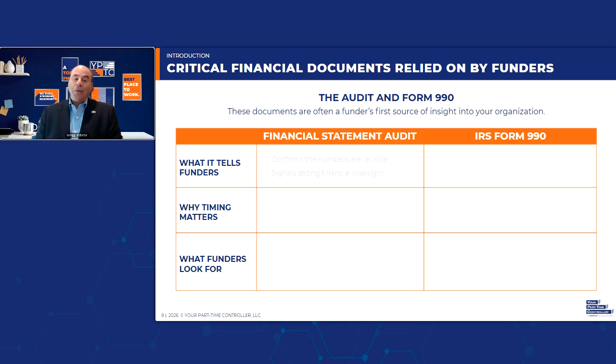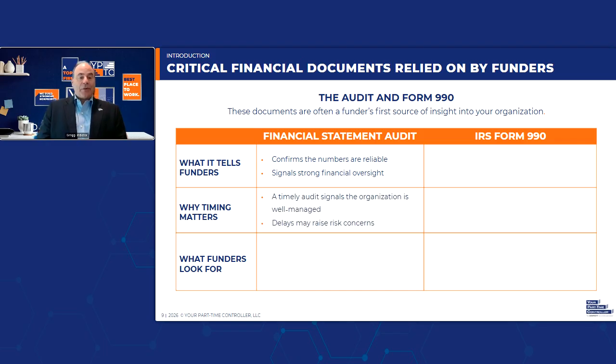So starting with the audit, it really confirms that the numbers are reliable and they're reviewed by an independent CPA firm. For funders, that signals strong financial oversight and discipline. Now, completing the audit in a timely manner matters. As for best practices, we always recommend aiming to complete the audit within about 90 days of year end. When an audit is recent, it reassures the funders that everything is well managed at the organization, and leadership and the board is staying on top of its financial responsibilities. Conversely, delays can really raise questions about governance and risk.